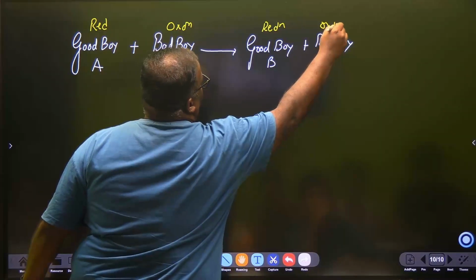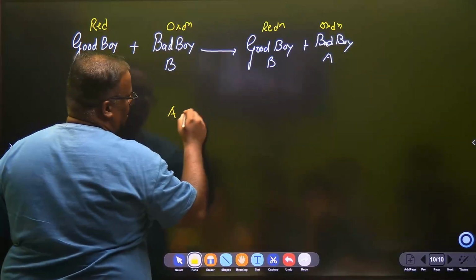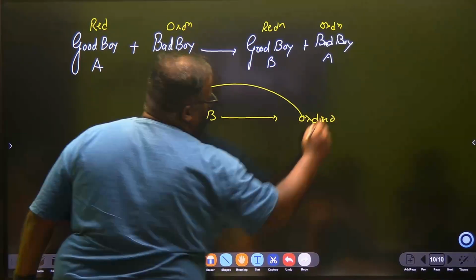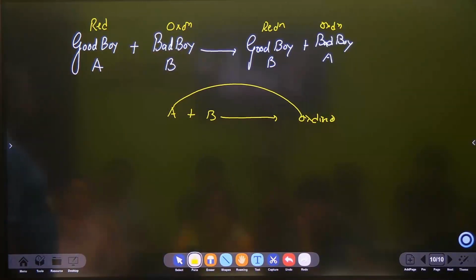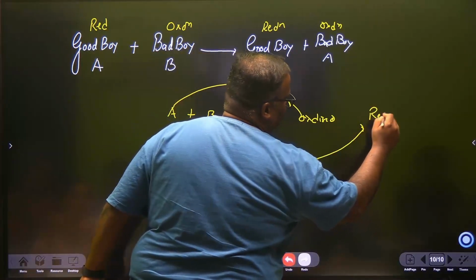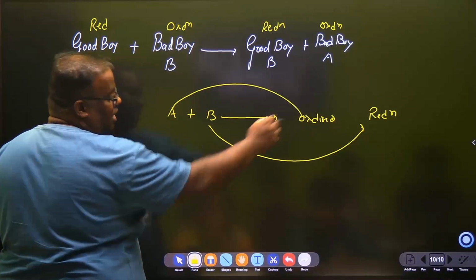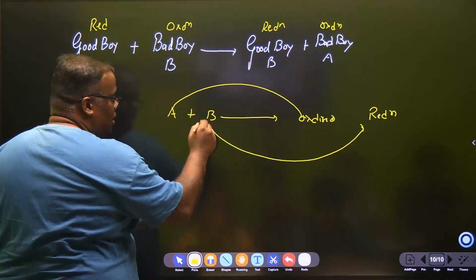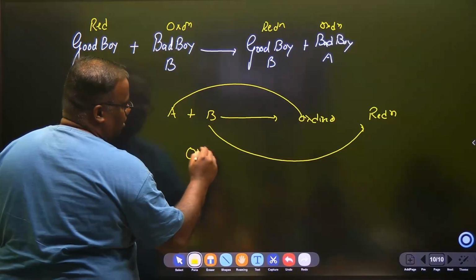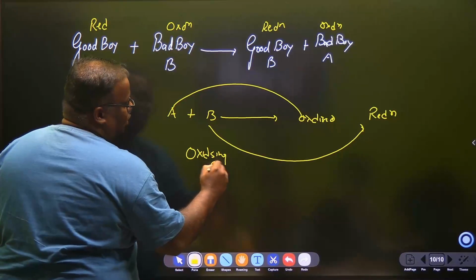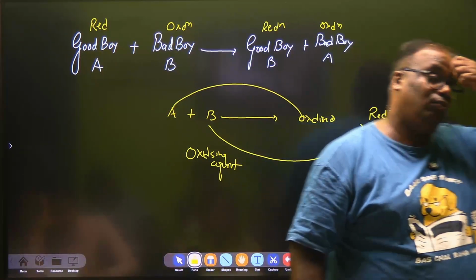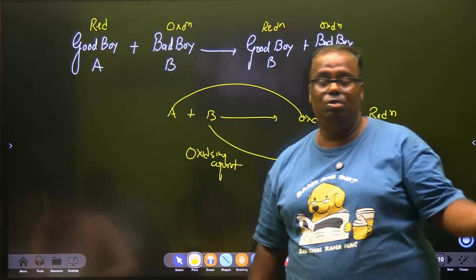Oxidation. Okay, let's say A reacted with B and A got oxidized. Who oxidized A? B. But in this reaction, B has to undergo reduction. A got oxidized. Who oxidized A? B. So B will be known as oxidizing agent. The fellow who gets reduced is the oxidizing agent, and the fellow who gets oxidized will be the reducing agent.